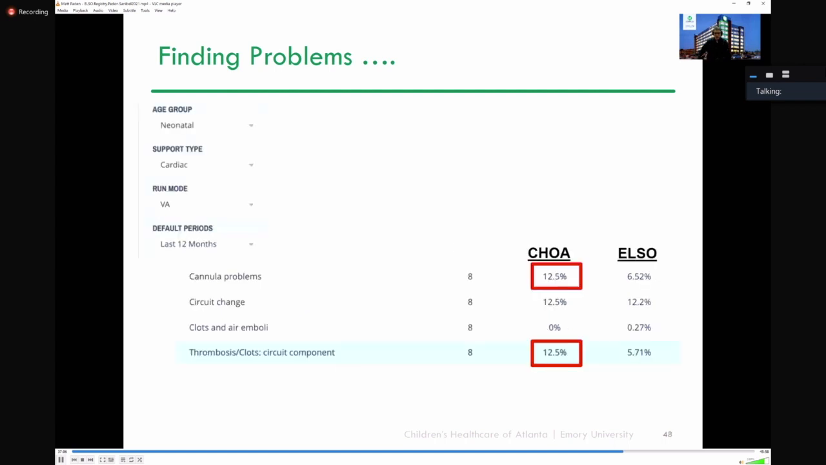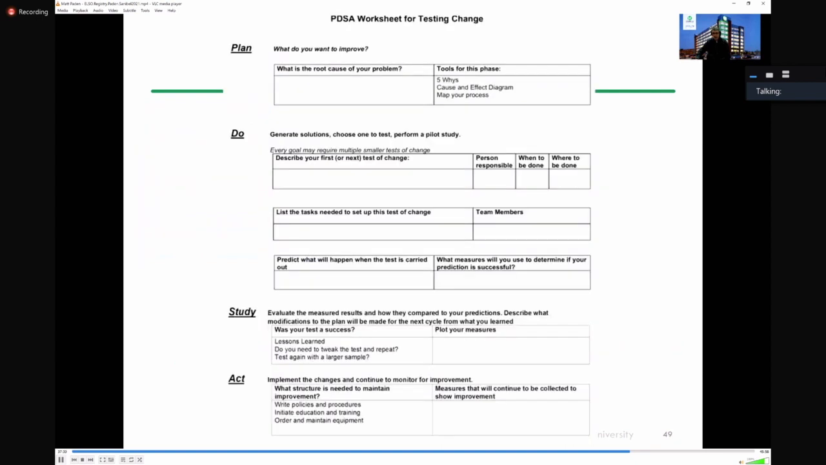And so when we drill down in that a bit more, and look at the neonatal cardiac population, I seem to have about twofold the risk of cannula problems and about 2 to 2.5 times the risk of clotting problems. And so this gave us a place to go look to see, could we make change and could we figure out what underlies some of these issues? And so this is where a PDSA cycle comes in.